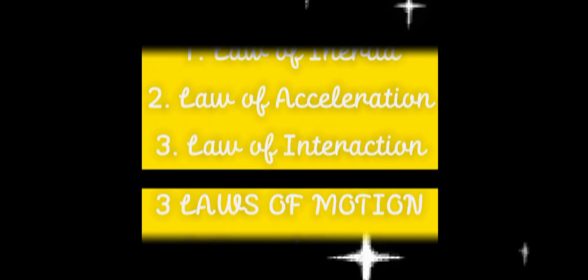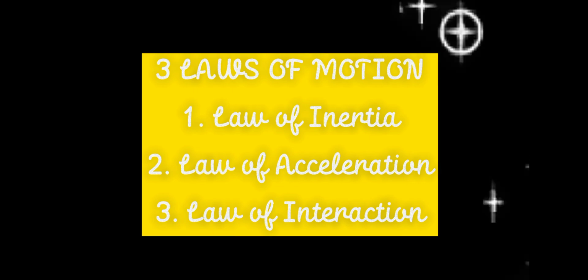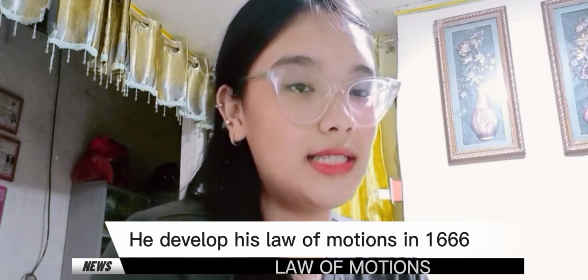Three laws of motion: law of inertia, law of acceleration, and law of interaction. Newton developed his laws of motion in 1666 when he was only 22 years old. He presented the laws in his seminal work Principia Mathematica Philosophiae Naturalis, in which he explained how outside forces affect the movements of an object.